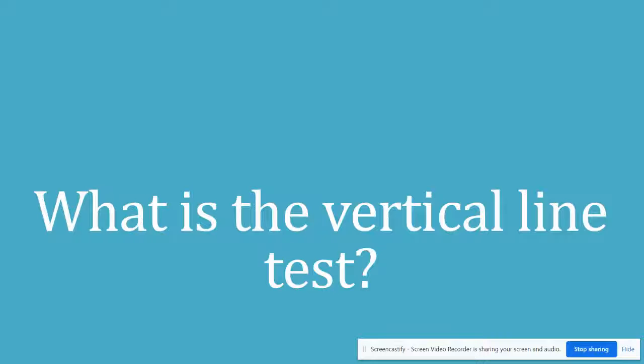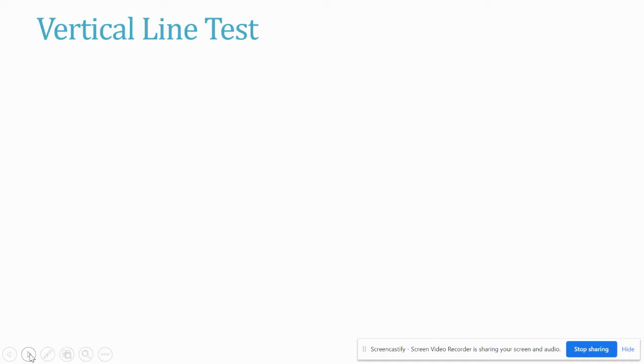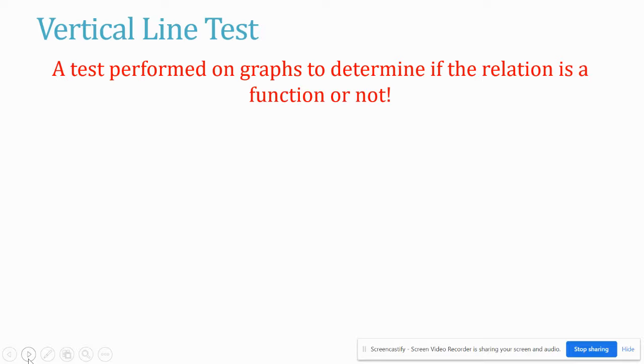Hey everyone, so today we're going to be learning about the vertical line test. It is directly related to what we talked about in the last lesson, which is identifying if something is a function or not. So the vertical line test is a really great tool when we are in this unit. Okay, so what is the vertical line test? It's a test performed on graphs to determine if the relation is a function or not. So we're only going to be looking at graphs today.